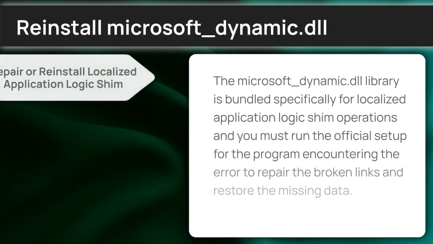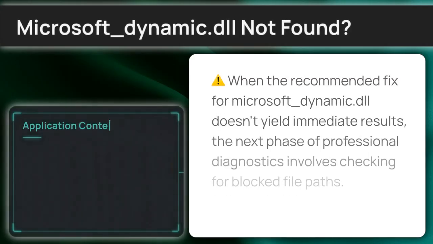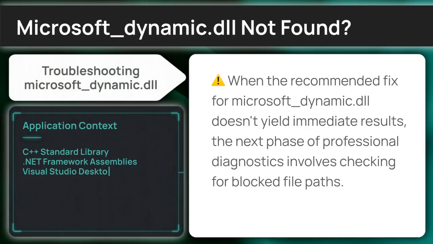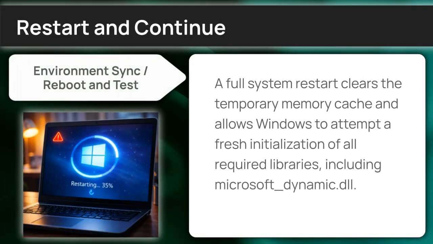The Microsoft Dynamic Library DLL is bundled specifically for localized application logic shim operations, and you must run the official setup for the program encountering the error to repair the broken links and restore the missing data. If the application still won't initialize, we need to shift our focus to how the Windows loader is interacting with the library. If your system has been running for an extended period, a reboot might be necessary to resync your background processes and clear any temporary locks on the Microsoft Dynamic Library file.